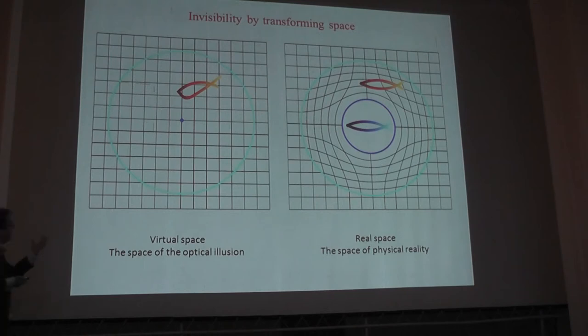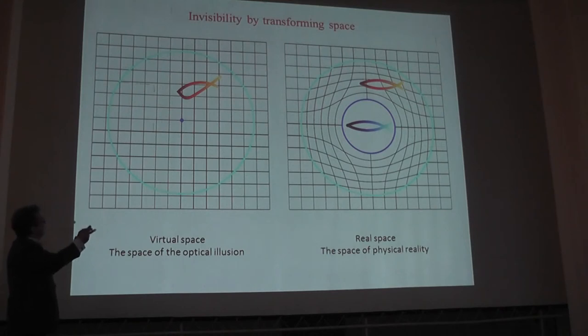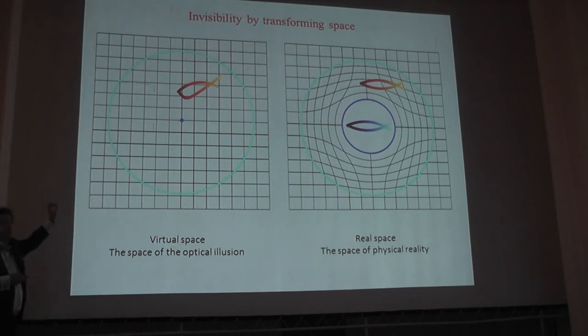Now, this is conceptually the simplest, and this is how invisibility works in that case. In real space we have objects like these fish shown over there, and in virtual space, this is the space of the optical illusion. What happens is that you take the interior of the blue area in the picture, including the blue fish, and you project it into a single point in virtual space. This means essentially you demagnify objects, so you make them appear to be of infinitely small size. If the size is infinitely small, it's invisible, and therefore everything inside of the blue region has become invisible.